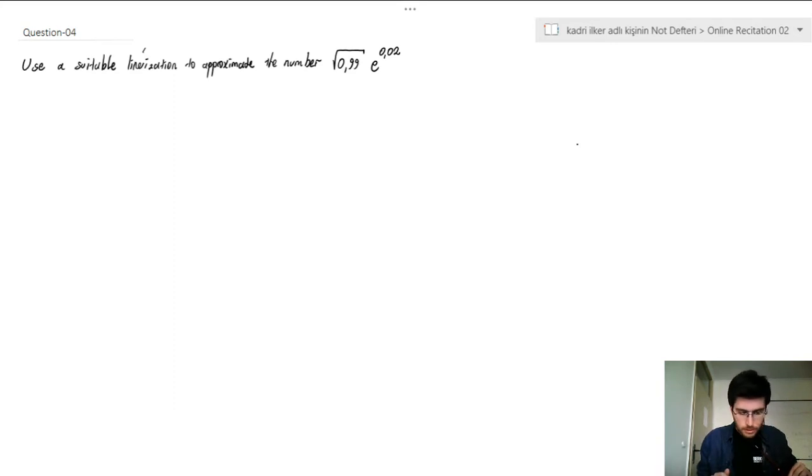So let's see. Now we are going to discuss linearization. And maybe we should first remember the meaning of linearization, right? So we just recall, in the one variable case, right?